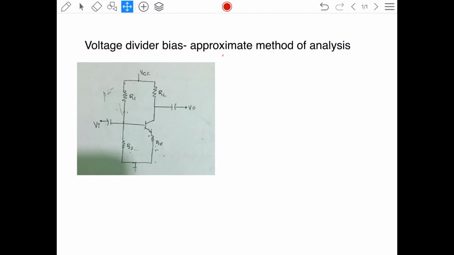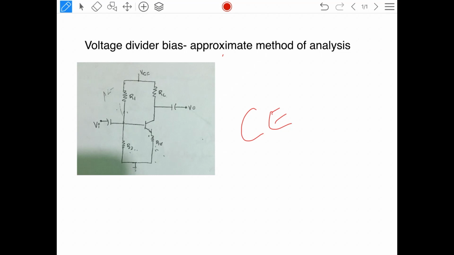Welcome to the video where I'll be explaining one of the basic concepts of analog electronic circuits. Voltage divider bias, as we all know, is a universally used biasing technique. Basically, this biasing is built using a CE configuration where the emitter is kept common between the input and output side of the circuit.